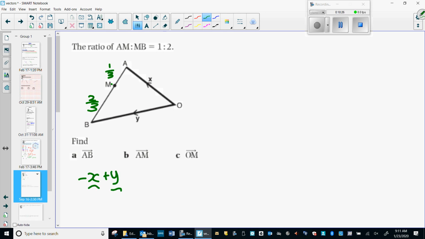So that's A to B. Now here it comes into play that we want to just go from A to M. And so the whole process is, how much of this line is it? It's 1/3 of it. So this would be 1/3 of minus X plus Y. Why is Y here? Because A to B was minus X plus Y, yes? And A to M is 1/3 of A to B.